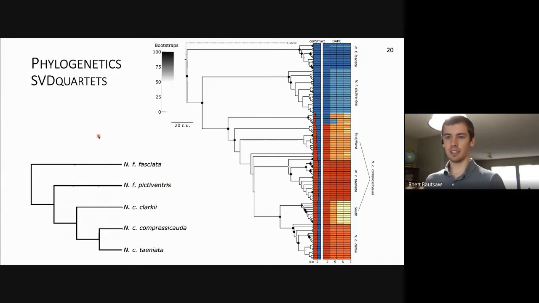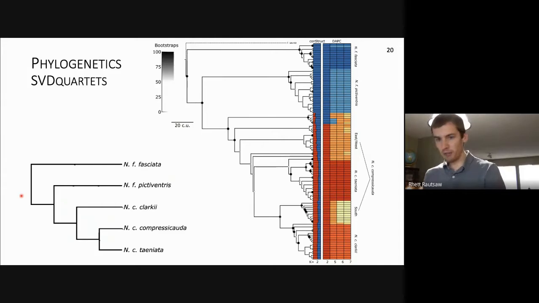So the first thing you might notice is that our clusters generally form easily identifiable clades. We have Nerodia fasciata up here, Nerodia fasciata pictiventris here, Nerodia clarki taeniata forms its own clade here, and then the southern compressicata and Nerodia clarki clade as well.